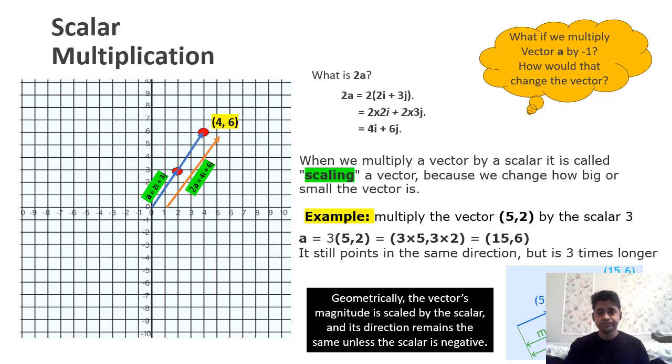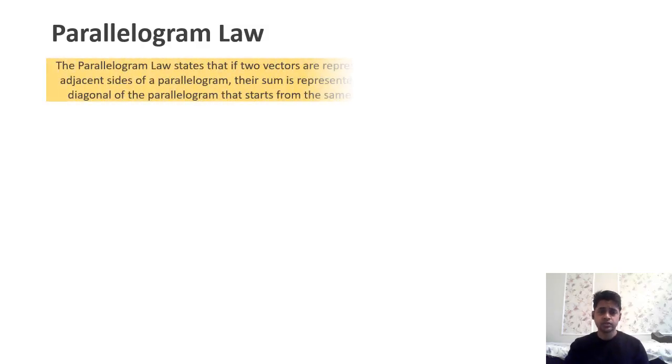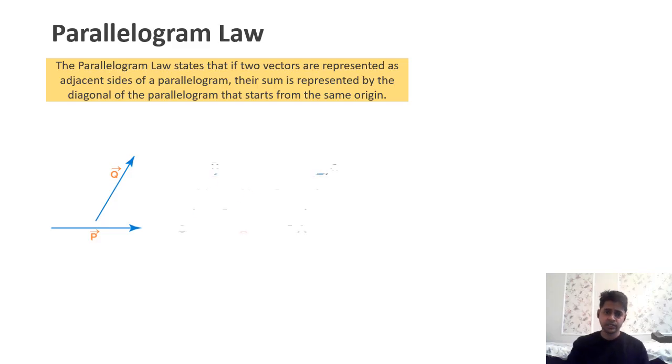And let's move to the next thing, the parallelogram law. Parallelogram is a way of addition of vectors. So let's try to understand the parallelogram law or method. What is that? It tells us, if we have two vectors, vector p and vector q, and they are adjacent sides of a parallelogram, then their sum is represented by the diagonal of the parallelogram that starts from the same origin. So the diagonal of the parallelogram will be my resultant, like this.